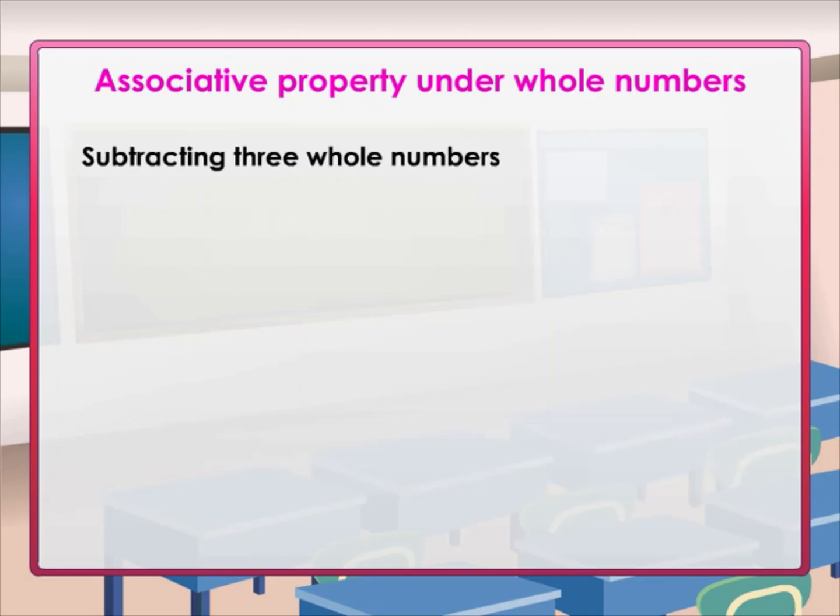Now let's see the other property, subtraction of whole numbers. Let us try to subtract 3 whole numbers. What is 6 minus 4 minus 2? We can do it in different ways. While subtracting 3 or more whole numbers, we can subtract by grouping them in different ways.